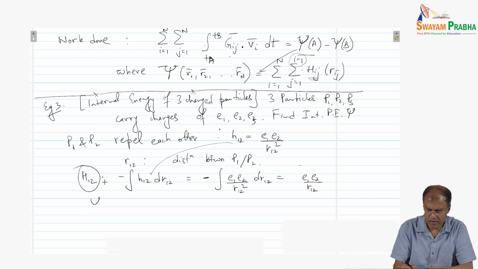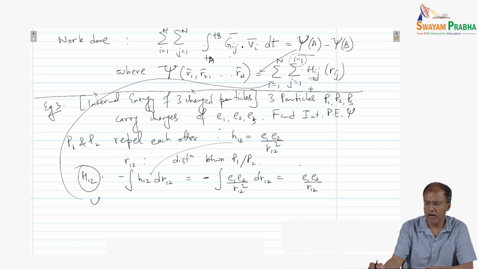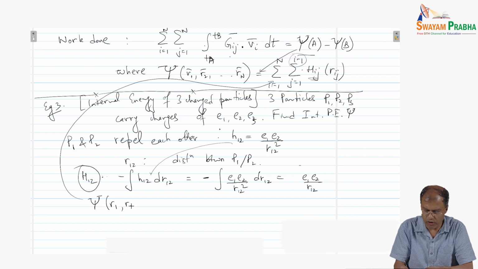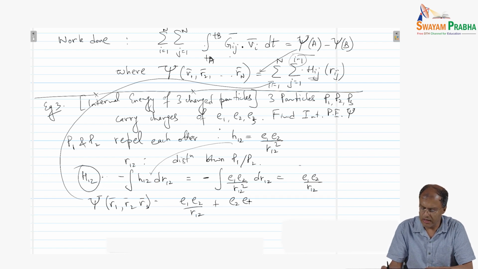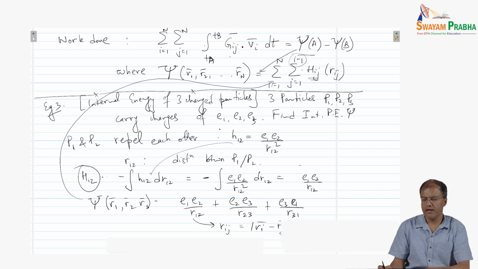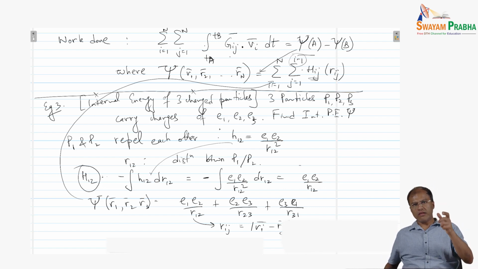From here I can write down my capital psi. We saw that this was the double sum, avoiding the overcounting of capital Hij. So I can write my capital psi of R1, R2, R3 as E1 E2 by R12 plus E2 E3 by R23 plus E3 E1 by R31. What are these Rij? These Rij are nothing but Ri minus Rj, right? So these are the mutual distances between the particles.